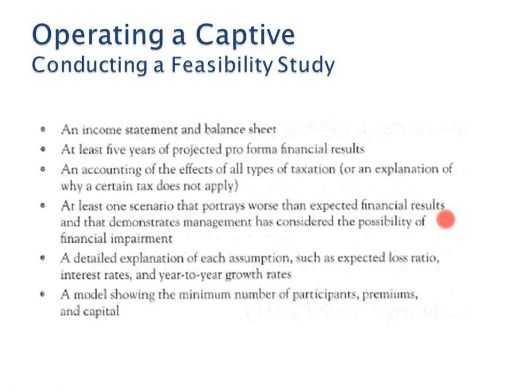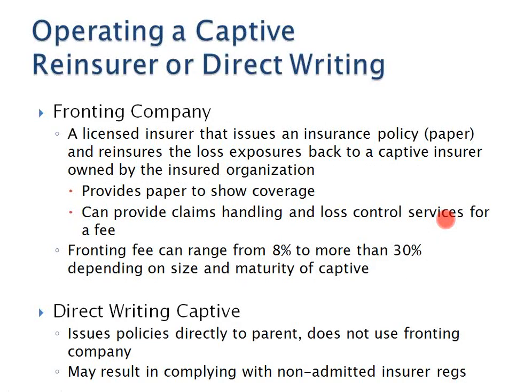such as expected loss ratio, interest rates, and year-to-year growth rates. So again, we're looking at the financial health of the company, and also a model showing the minimum number of participants, premiums, and capital. When we talk about participants, premiums, and capital, we're talking more about a group or association when you're doing the feasibility study. In this case, if it's just a parent or single parent captive, then you're mainly looking at premiums and capital requirements: how much money can the organization take out of its operating expenses to basically capitalize the organization.